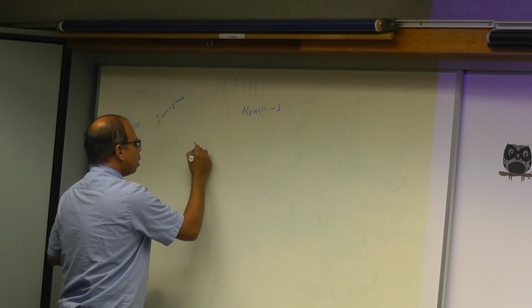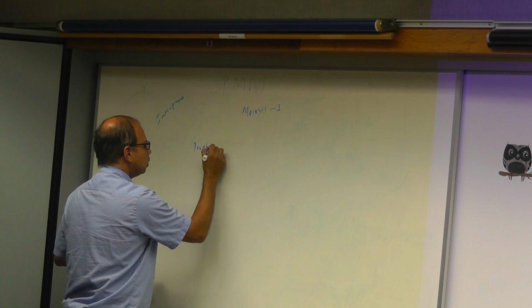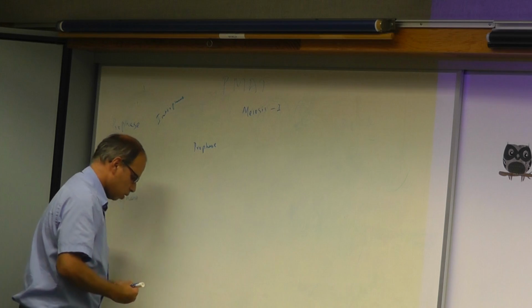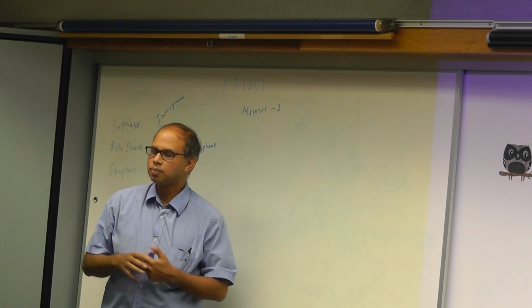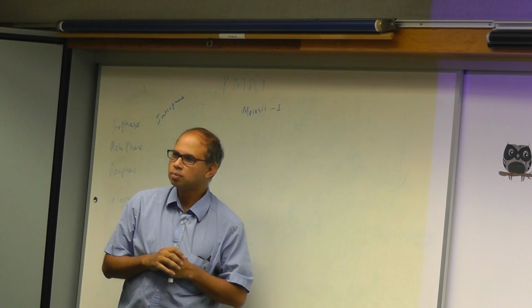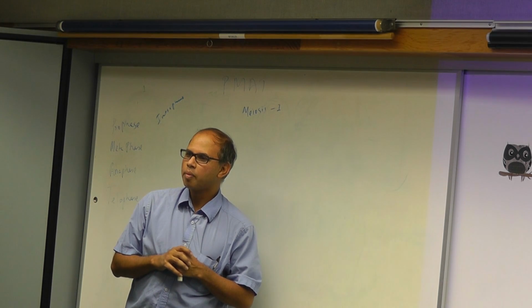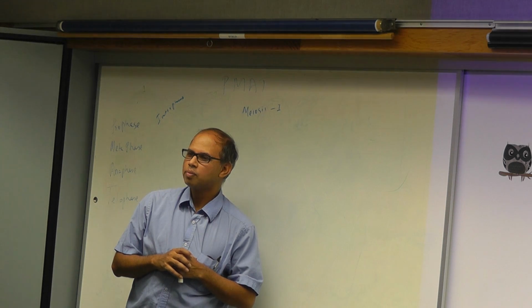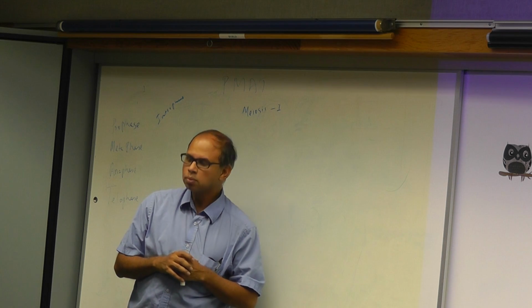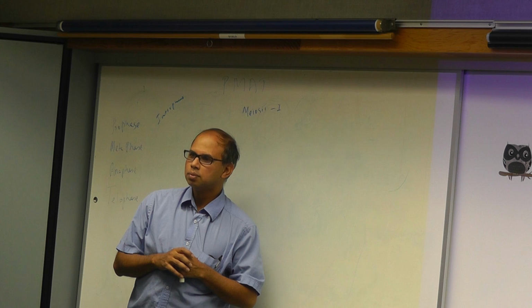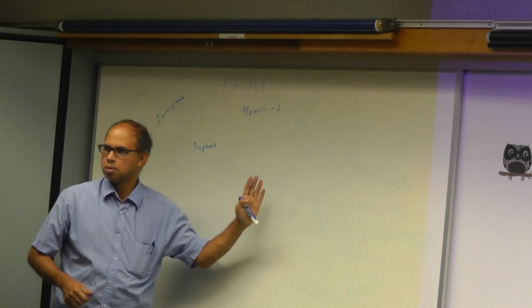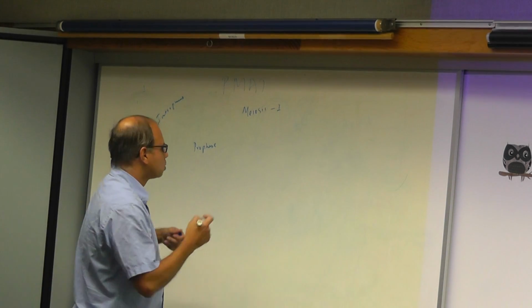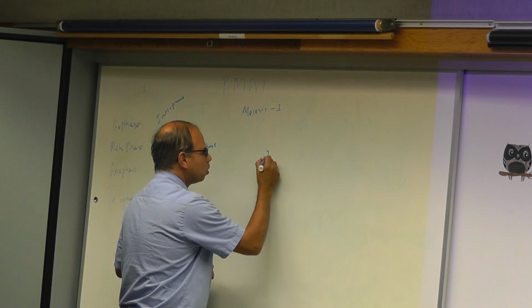So this is prophase 1. Let's see who remembers what happens in prophase 1. The chromosomes coil up, and then the centrosome separates, and then the nuclear membrane disintegrates. Perfect. And exactly the same thing happens. So it's, in that sense, just like mitosis.